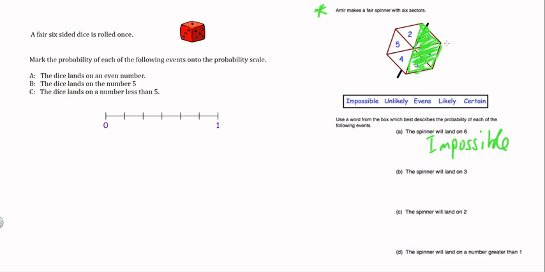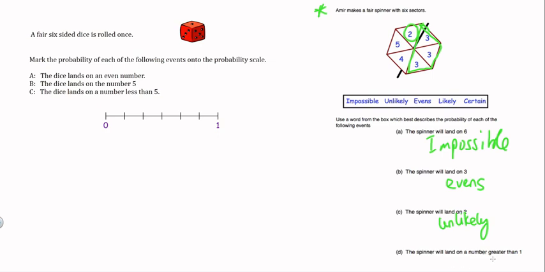So that's even chance. Evens, 50-50, right? Half. You need to find the probability that the spinner will land on a 2. Well, there's only one number there with a 2 on it. It's unlikely. There is a chance, but unlikely.